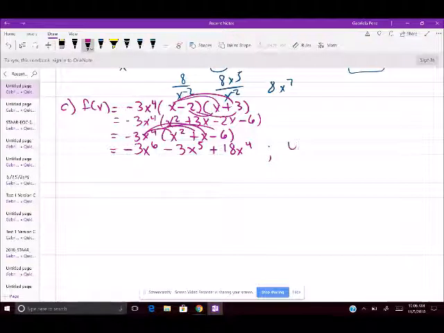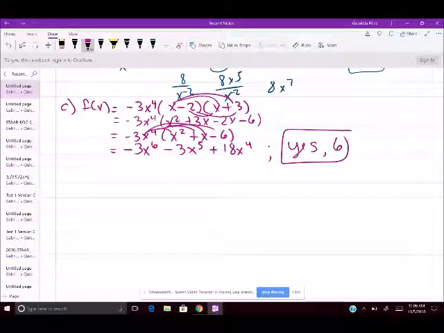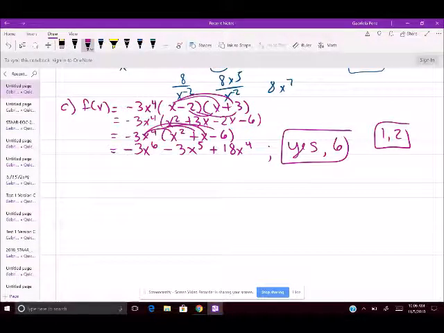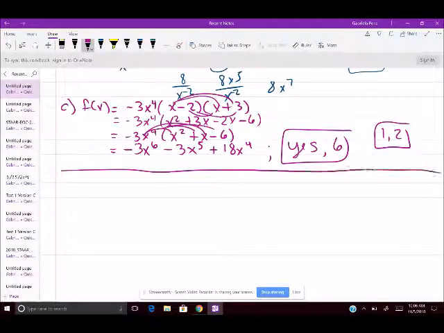Is it a polynomial? Yes. Who's my greatest exponent? My degree is 6. So once again, this is your problems 1 and 2 from your worksheet. Questions? No?